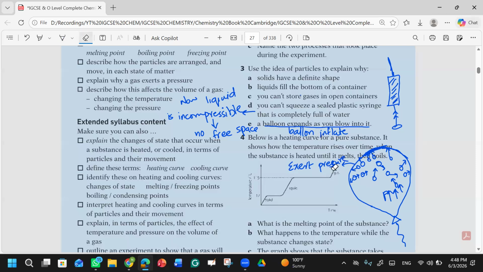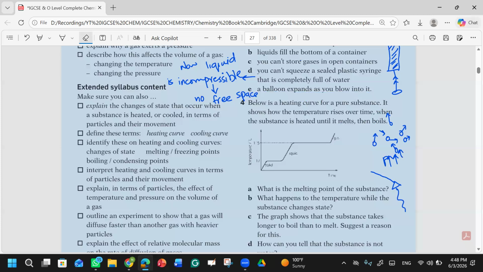Okay, now they have mentioned that below is the heating curve for a pure substance. It shows how the temperature rises over time when the substance is heating until it melts, then boils. In question 1 they are asking, what is the melting point of the substance?